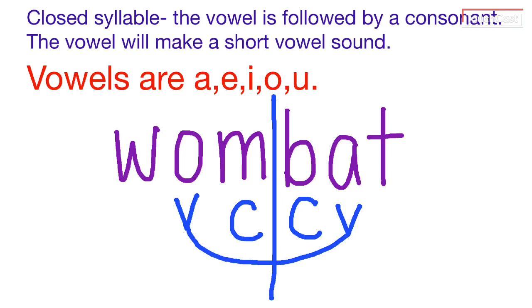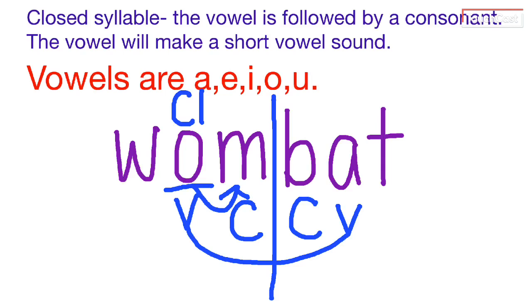Now we need to determine if each syllable is a closed syllable. So in the first syllable, I'm going to start by looking at my O. If I look behind it, I have an M. This follows the rule. The vowel is followed by a consonant. So this syllable will be closed. And the O will make the short O sound, which is ah.